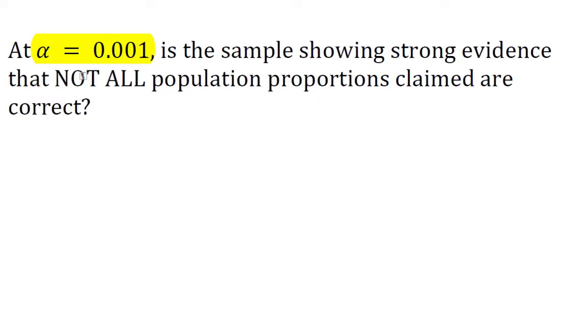So the way it reads now, at significance level alpha given at 0.001, is the sample described in our table just now showing strong evidence that not all population proportions claimed are correct?